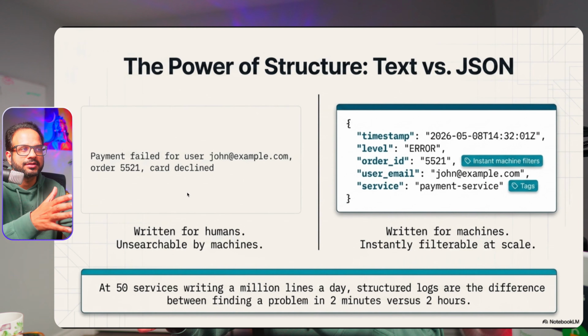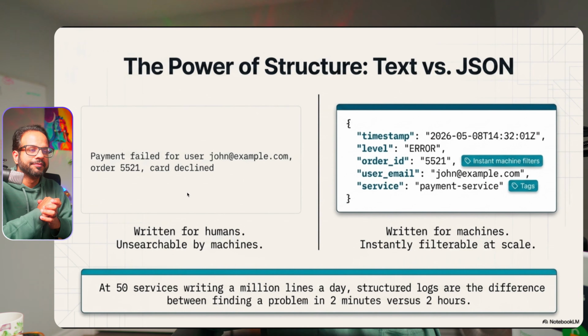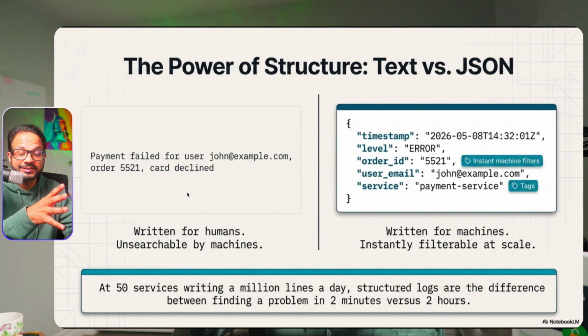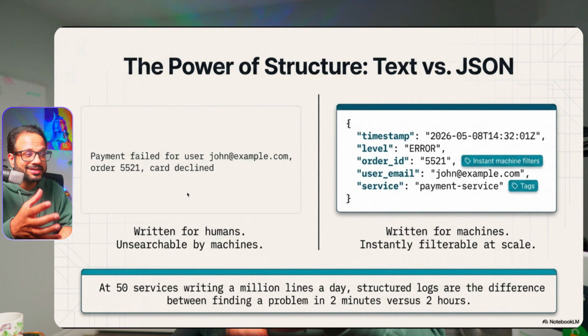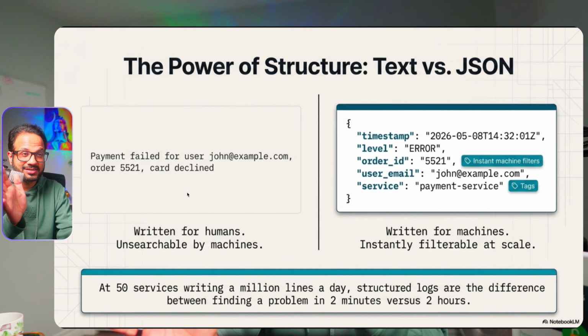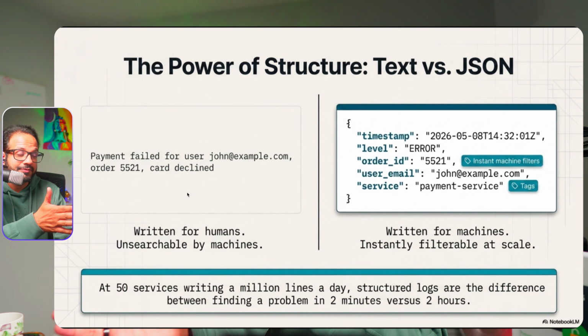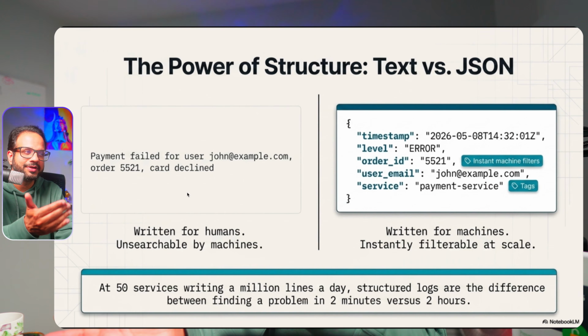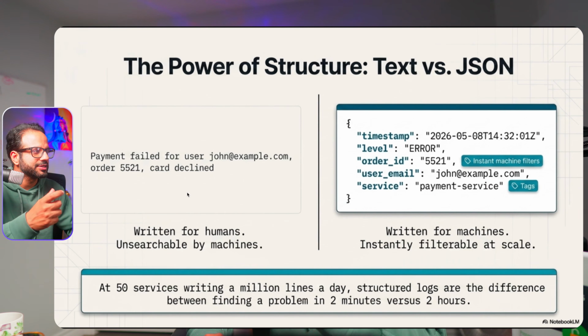You can easily filter that applying some conditions. When you have, let's say, 50 services writing million lines a day, structured logs are the difference between finding a problem in 2 minutes versus 2 hours. If you have thousands and 10,000s of users producing, say, millions of log entries a day, you have to go and search each and every entry to get something meaningful out of it, right? But with the JSON file or with the structured log entry on the right, it will be easy to filter at scale. So that's the main difference between these two.